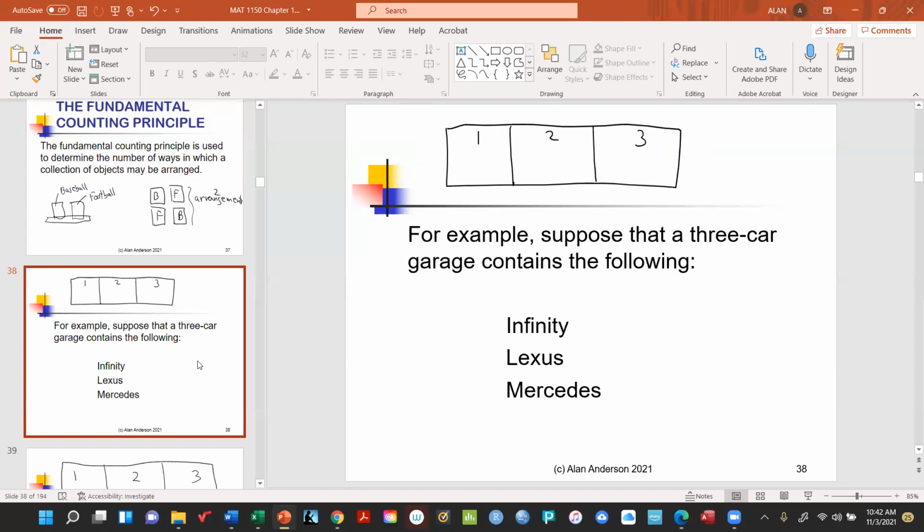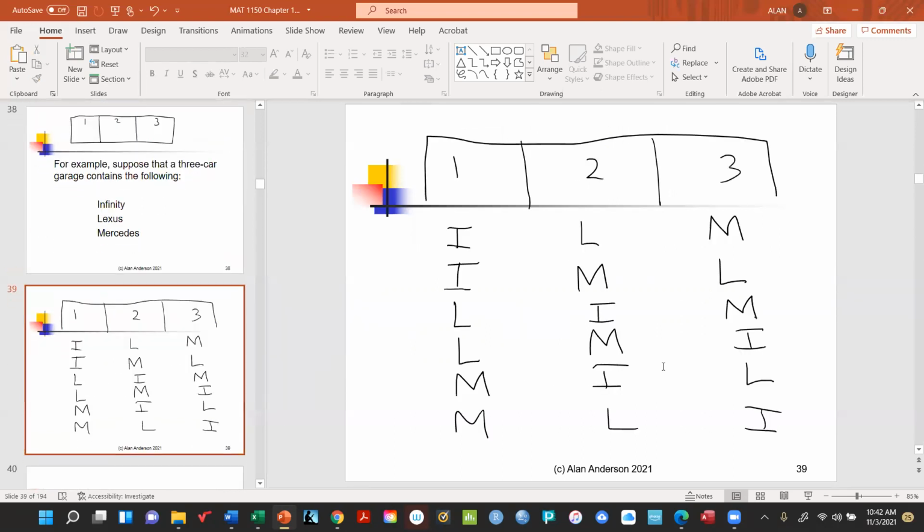So what we can do here is just start writing out all the possibilities. So using the abbreviations I for Infiniti, L for Lexus, and M for Mercedes, let's take a look at what's possible with 3 cars. Okay, and remember, each one of these is known as an arrangement. Okay, so I did this for you. I wrote them all out, and you can see all together there are 6 ways of parking our 3 cars. In each case, all 3 of them are parked. And the order is what's changing, the order of the letters. So each of these is an arrangement.